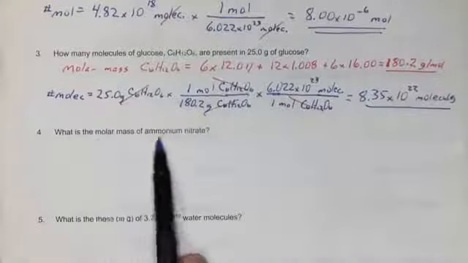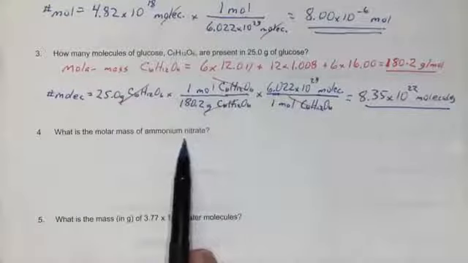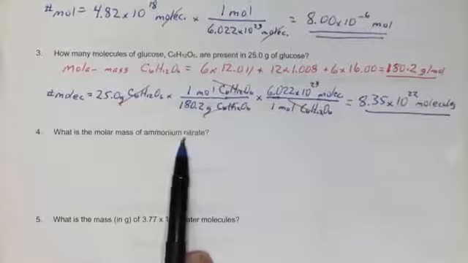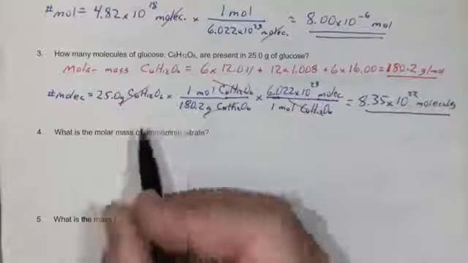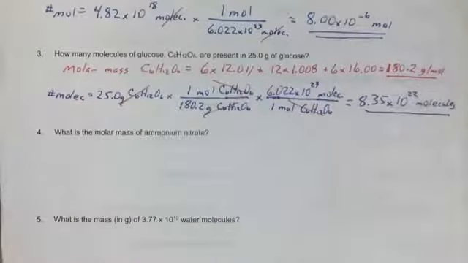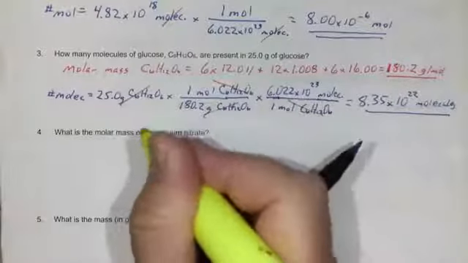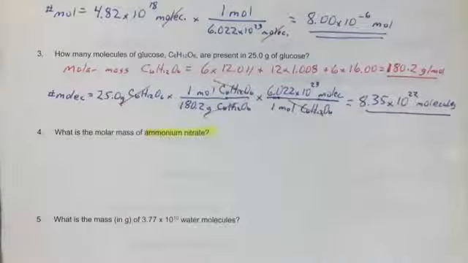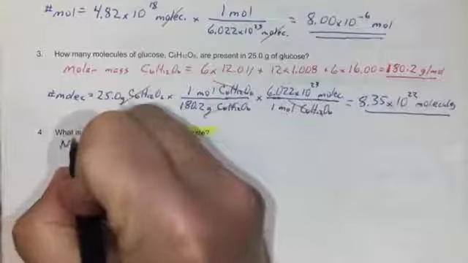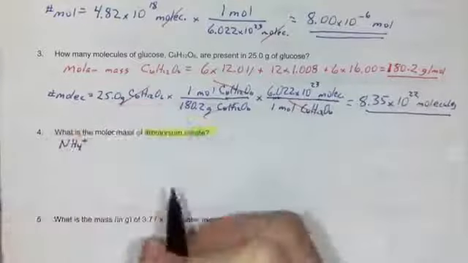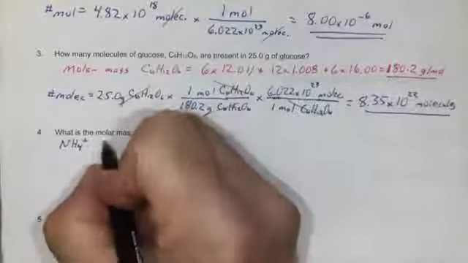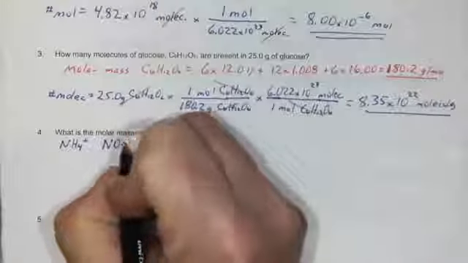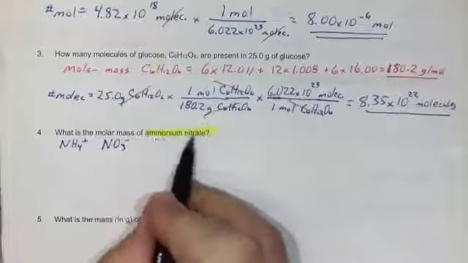Now notice that you cannot even answer this if you don't know the formula for ammonium nitrate. In Chapter 2, we learned how to go from the name to the formula. So you have to be sure that you review that and you know what ammonium nitrate is. Well, the ammonium cation is NH4 plus 1. The nitrate anion, which you just have to memorize, you can't get this easily off the periodic table, is NO3 minus 1.